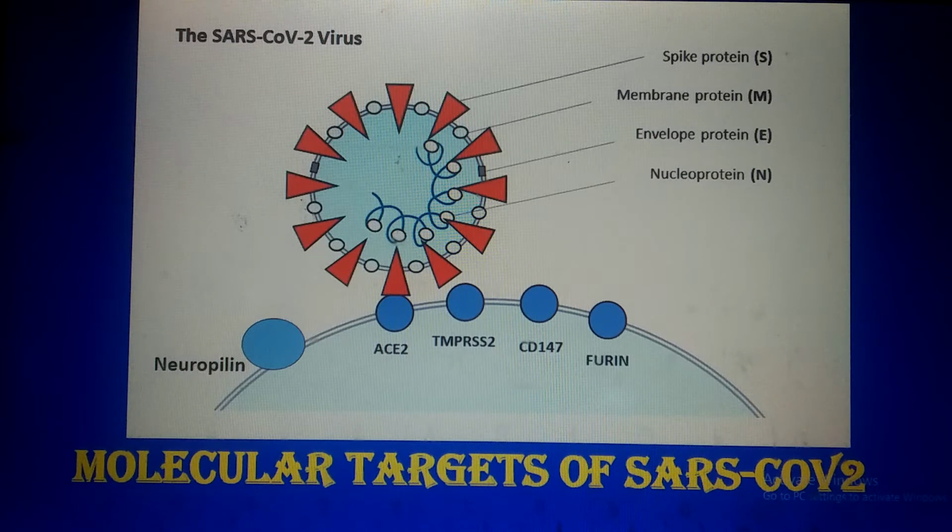You must go through this article because I like that article, so I'm sharing it with you. You must read this and you will get a lot of information about the molecular targets. Okay, so in this lecture I will discuss furin and neuropilin, as I have discussed ACE2 and the transmembrane serine proteases in my previous lectures.